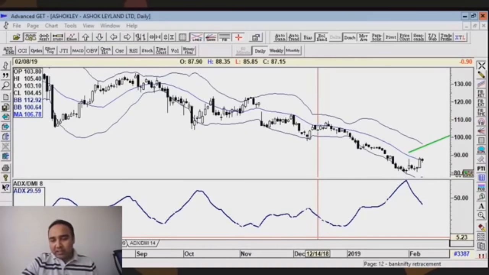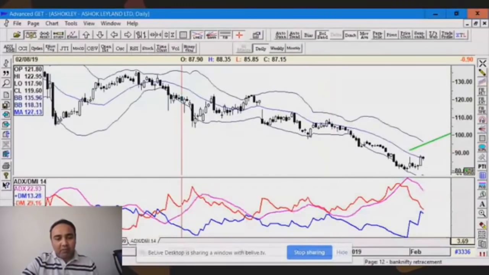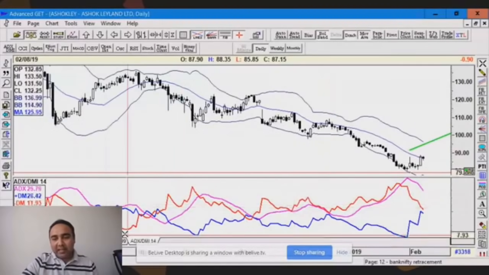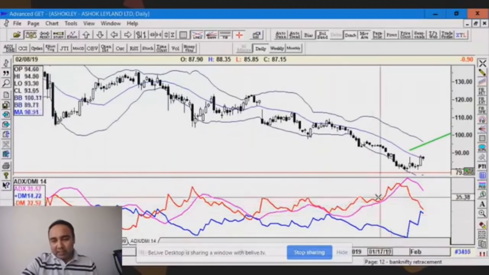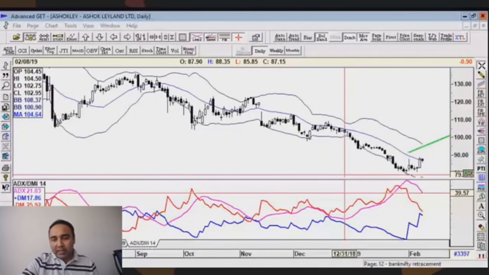So let me just share something about ADX. Let's go to the chart. Now let's go to the traditional ADX. This is the 14 ADX. You can see these 3 lines are there. Let me make this pink line a black line so it becomes very easy for you to identify.